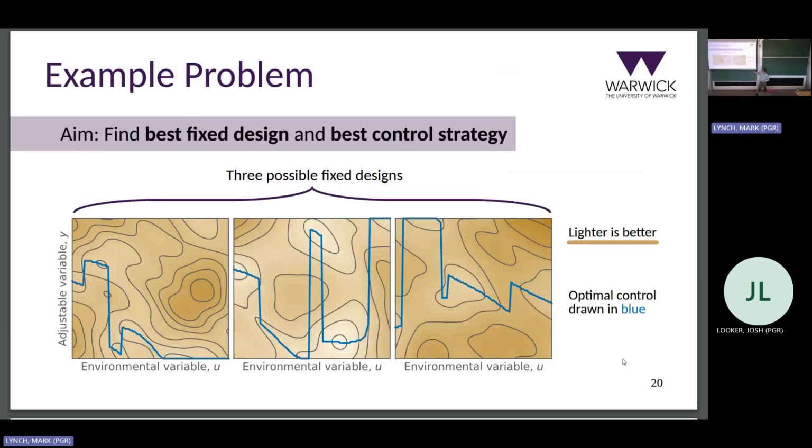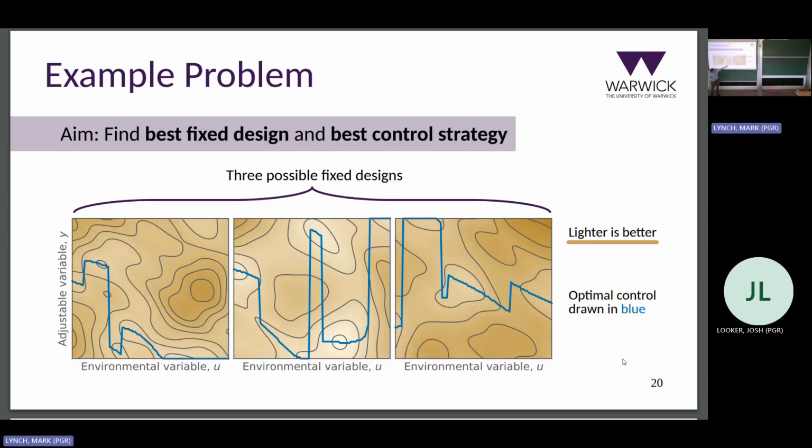In pictures, here I've plotted the environmental variable on the horizontal axis and the adjustable variable on the y-axis. Yeah, I guess it is y, so it's okay, but I'm trying to avoid using x and y when x means something. We're looking for this blue line that's going through all of the highest points. So lighter is better, and the blue line is the optimal control going through all of these points. And we not only want that optimal control, but we also want the best of these 3 fixed designs that I've drawn here. Obviously, in practice, there's a continuum, but you can only draw so much on one slide.